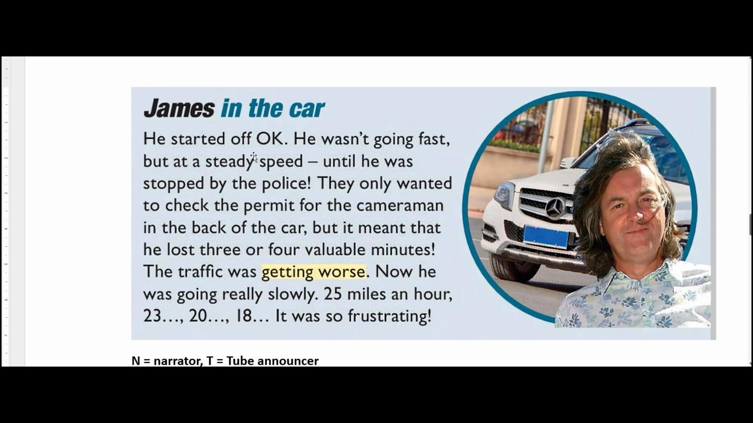Теперь Джеймс в машине. Он начал нормально, первая дорога была нормальной. Он не ехал слишком быстро, но с постоянной скоростью, до тех пор, пока он был остановлен полицией. Они всего лишь хотели проверить разрешение, то есть permit — это официальная бумага, разрешение, в юридическом смысле, для оператора на заднем сиденье его машины. Но это означало, что он потерял 3 или 4 ценных минуты.